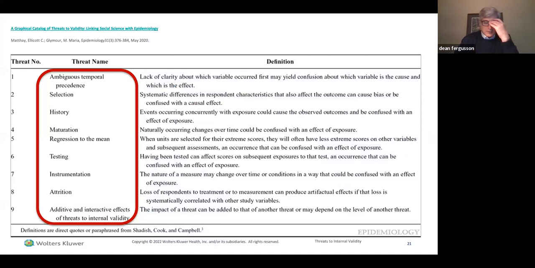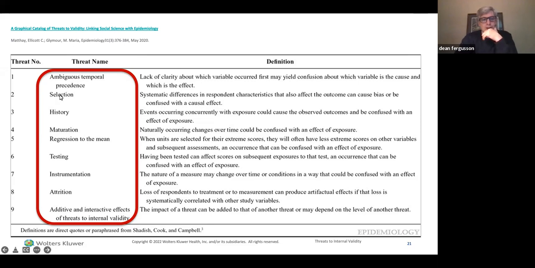So Shadish, Campbell, and Cook identify 9 threats to internal validity. And internal validity is everything, right? You need internal validity before you can even consider generalizing your results, or external validity. If you have a biased result, then generalizability is moot. So they identified 9 different threats to internal validity, and they're presented here.